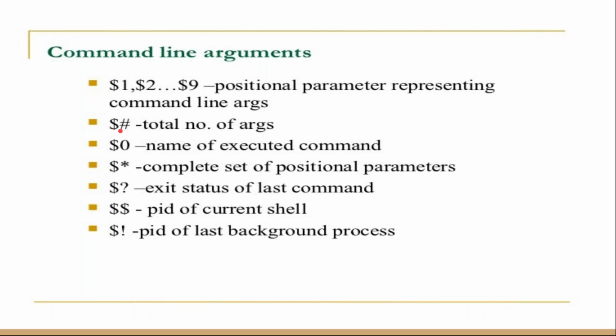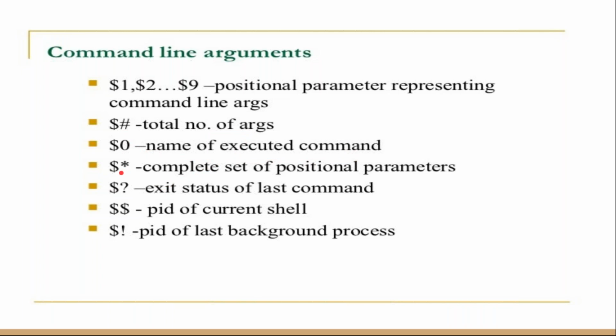Similarly, if you use $#, it will tell you the total number of arguments. How many arguments are there, whether you have used 2, 3, or 4. It is your total number of arguments. Similarly, $0 is the name of the executed command. For example, I have written an echo command or a set command. So that is the position of my command. $0 is my command position, not an argument.